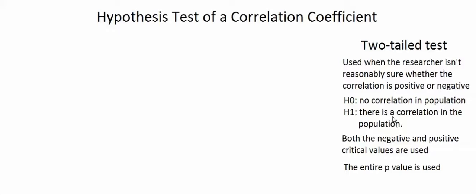And in a two-tailed test, both the negative and the positive critical values are used. You have a negative critical value at the left end of the number line, and a positive critical value at the right end of the number line. And the entire p-value is used. I'll explain what that means.